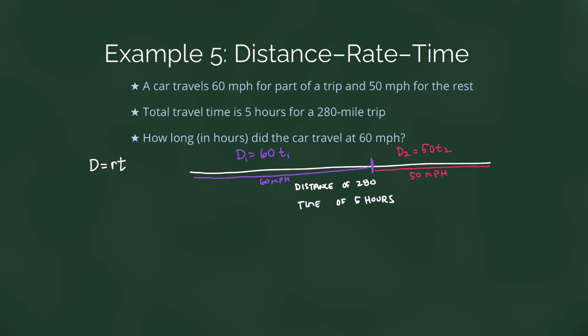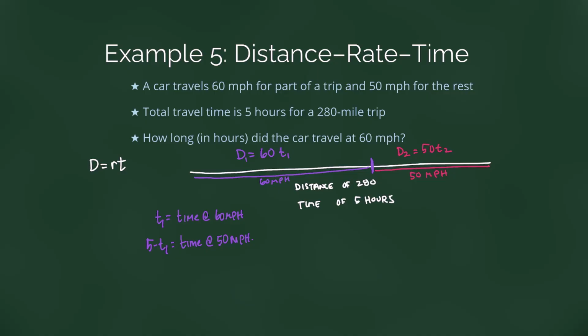All right, well, we have too many variables floating around in here. So let's think about the fact that if T1 represents time at 60 miles per hour, then our other time, T2, has to be 5 minus T1, not 60. 5 minus T1 is our time at 50 miles per hour because the two times add up to 5 hours.